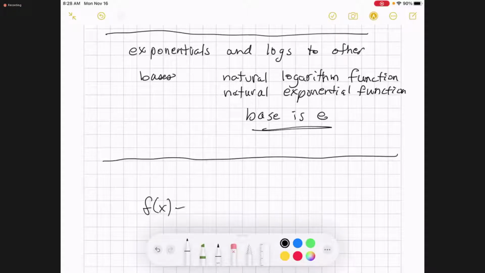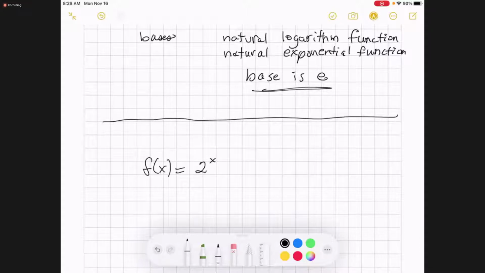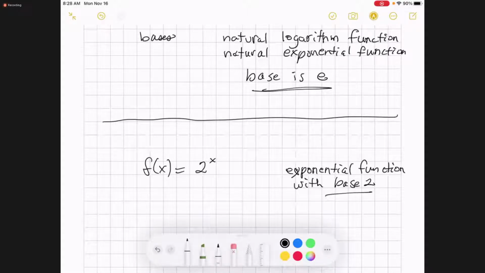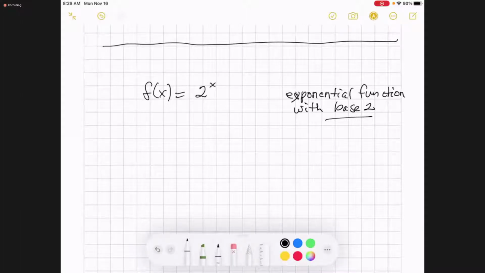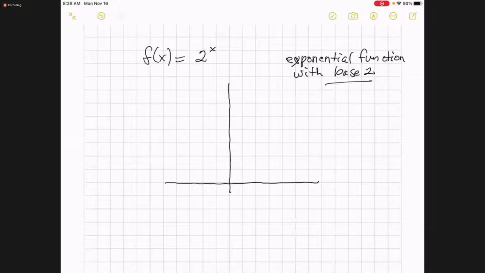But let's just look at this function, 2 to the x. Now that is an exponential function with base 2, okay. Let's graph it. And I don't need negative numbers because 2 to the x can't be negative either. Let's see, how about some coordinates, some points? How about, let's try minus 3, minus 2, minus 1, 0, 1, 2, 3.